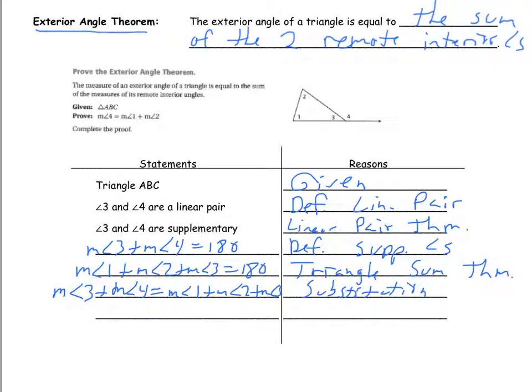Now if we subtract the measure of angle 3 from both sides, we end up with the measure of angle 4 equaling the measure of angle 1 plus the measure of angle 2. Again, that is subtraction. Okay, let's look at a few examples using these two theorems we've learned.